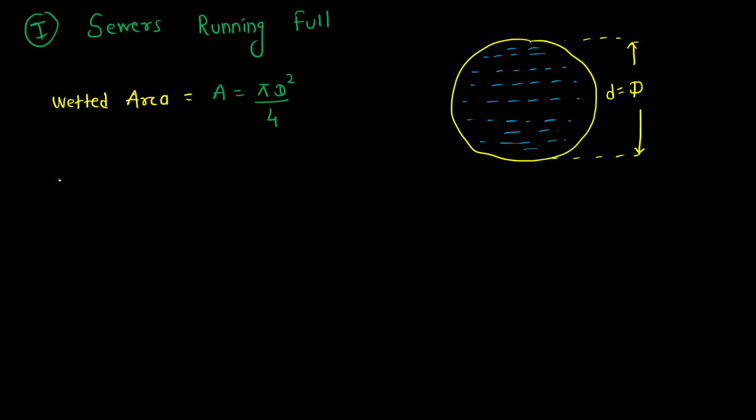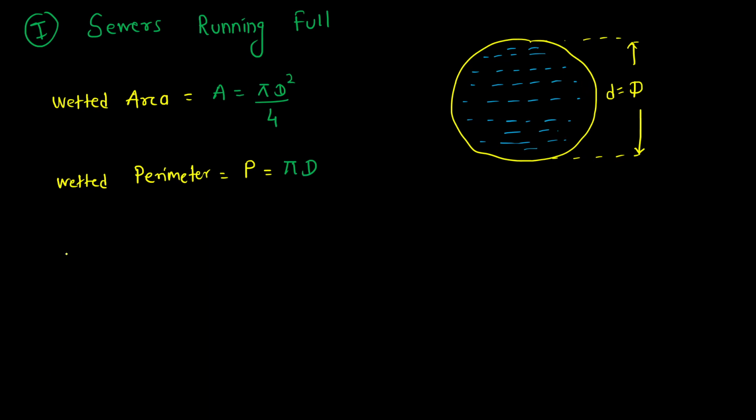Then the next is wetted perimeter. Same, the perimeter of the sewer which is in contact. So how to calculate this: the total perimeter which is in contact. So the total perimeter is 2 pi r, or we can write it as pi into d. So this is A and this is P.